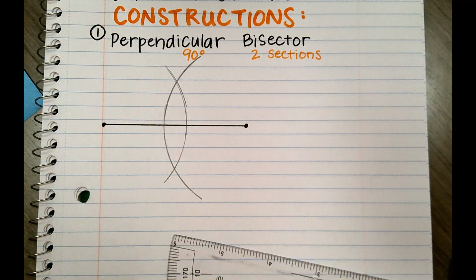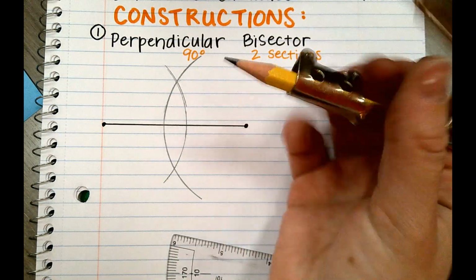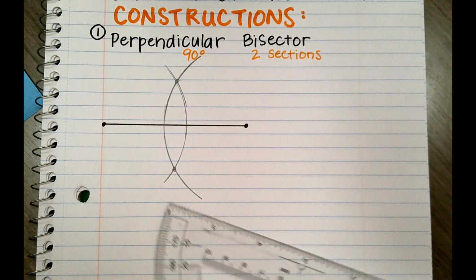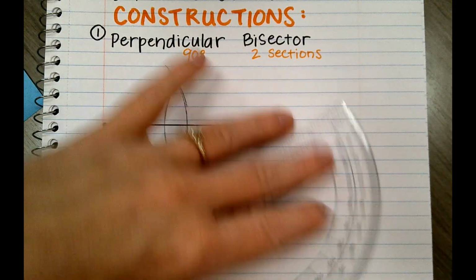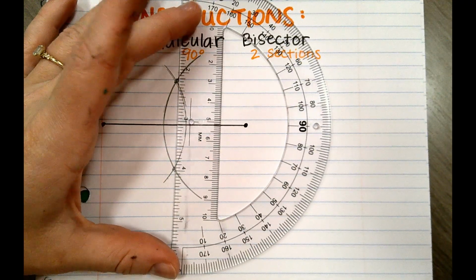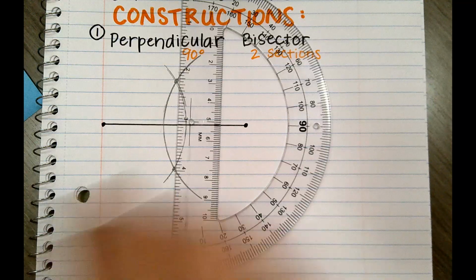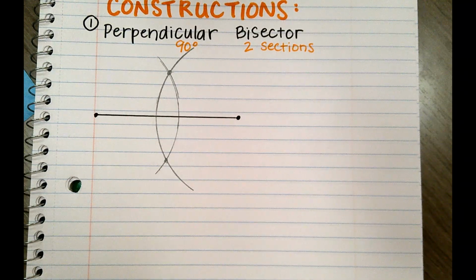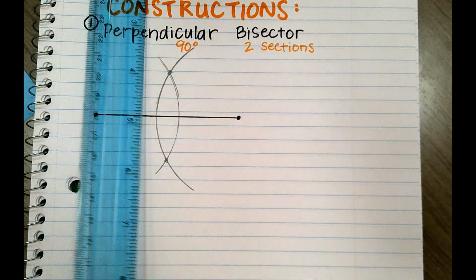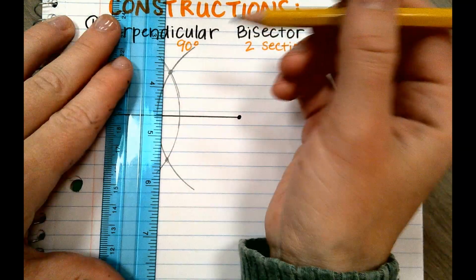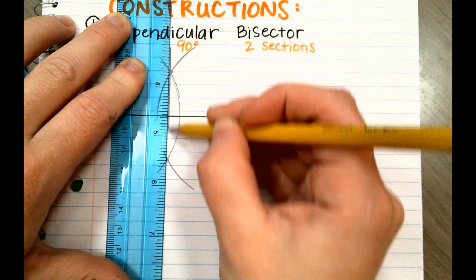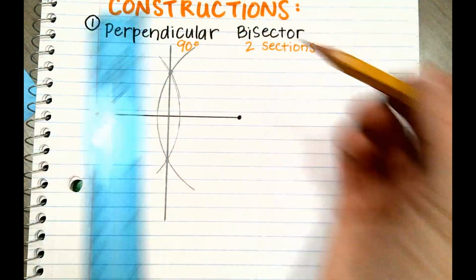Okay, so once you have your arc, all we have to do is one last step. Notice we have two intersections. Intersection on top, intersection on bottom. Those intersections are going to create a perpendicular bisector. We just line up some sort of straight edge. It can be a ruler, it can be a protractor. I use a ruler because it might be easier for you guys to see. And we just draw a line that goes through those points. Like that.